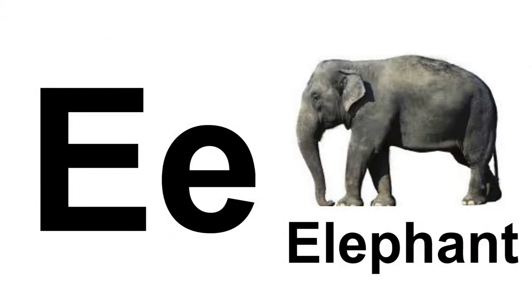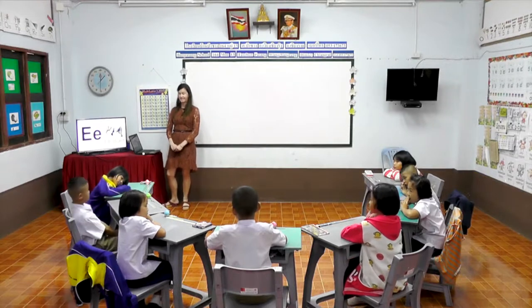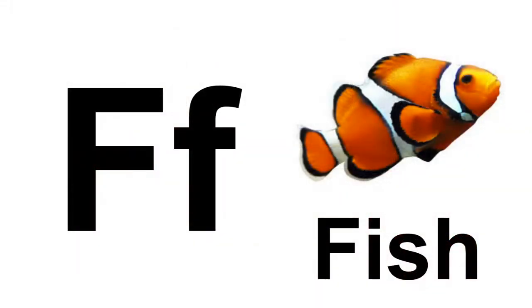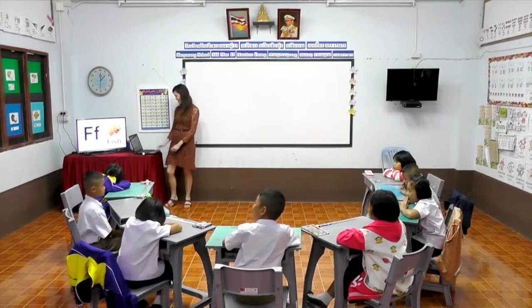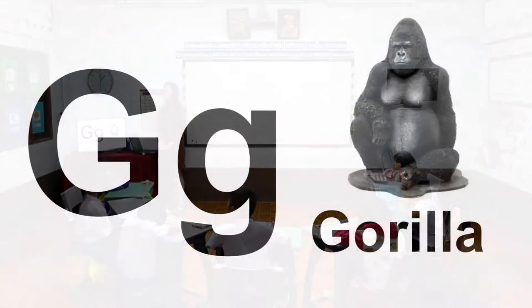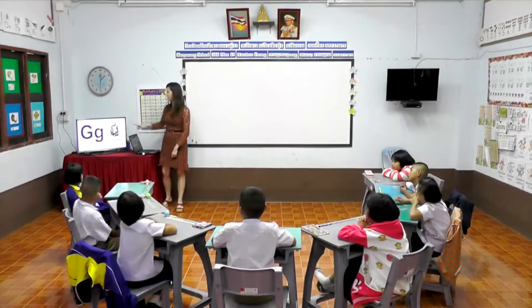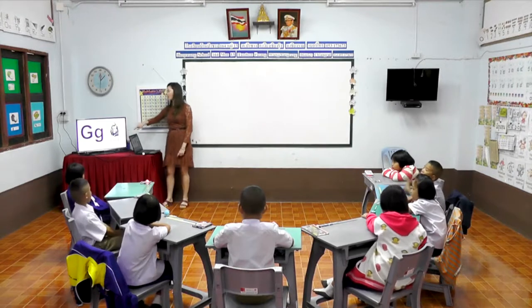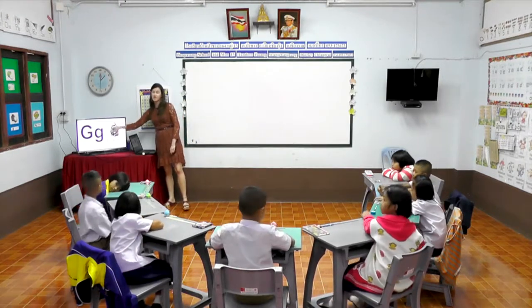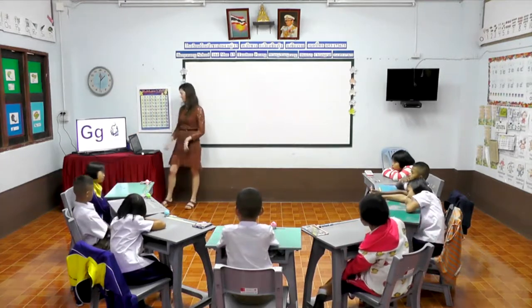Your turn. E is for elephant. Good. Good job. Your turn. What letter? G is for gorilla. G is for gorilla. G, g, g. Great job.